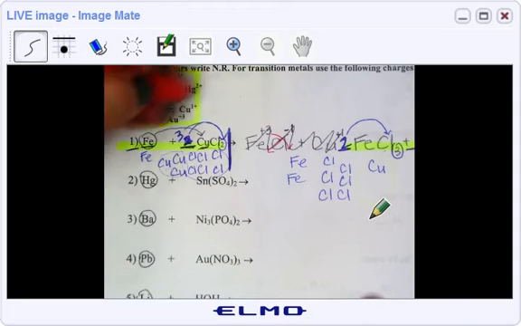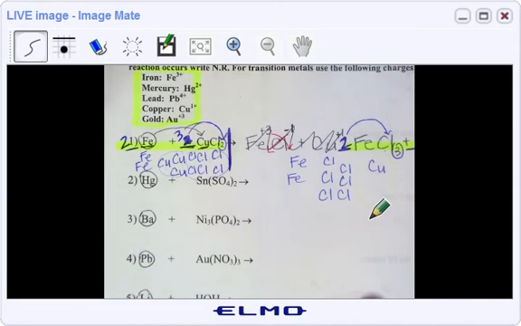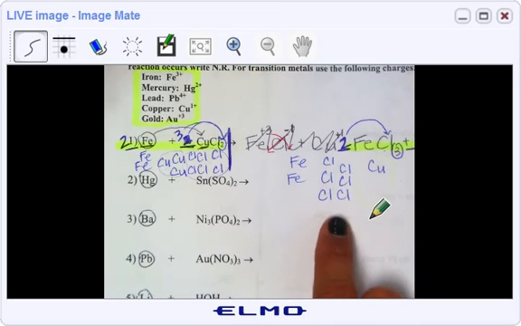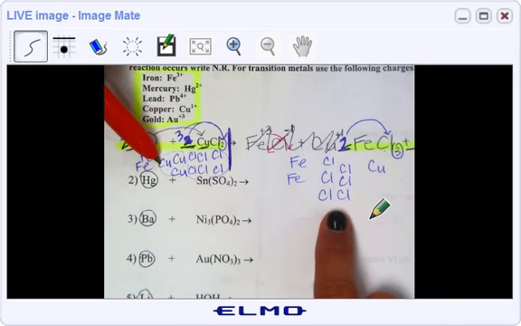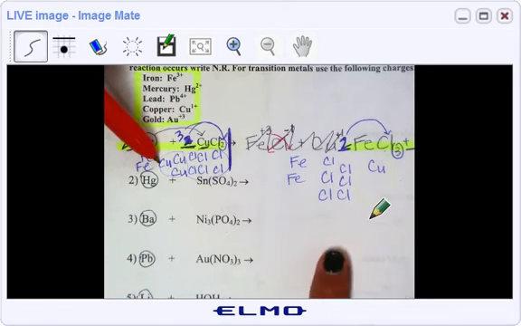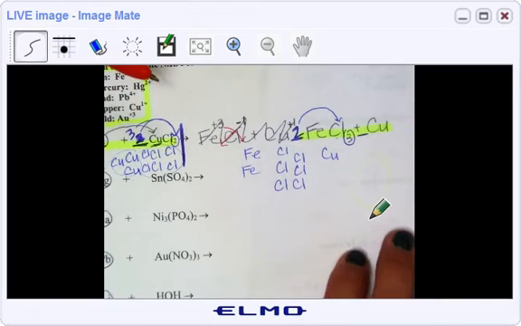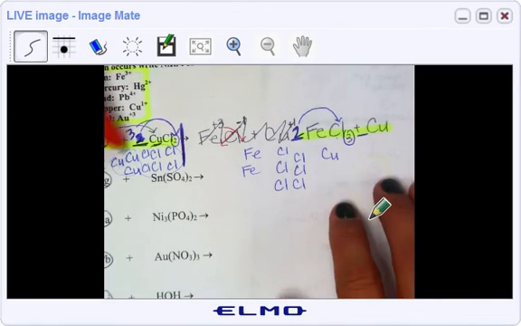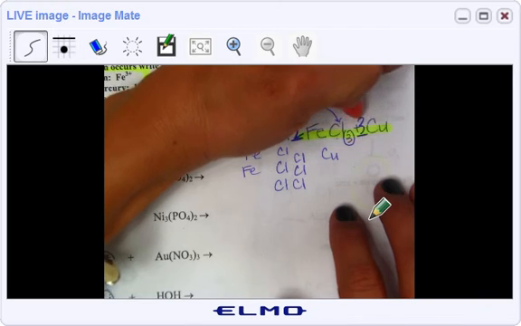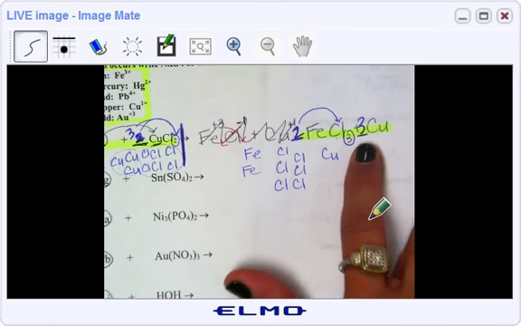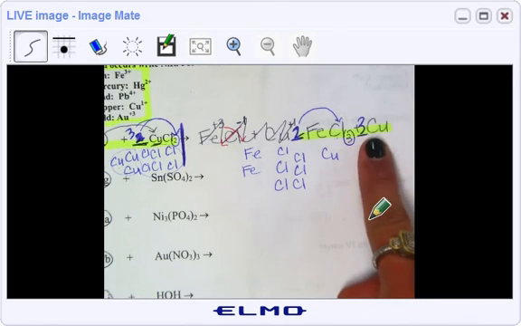Over here I have 2 irons, so I'm just going to add a 2 there to give me my 2 irons. So my irons are even, my chlorines are even, but I have 3 coppers on this side. What number do I need to put? What coefficient do I need to put on this side? I would have to put a 3. This does not mean add 3 more chlorines, okay? This just represents that you have 3 coppers total.